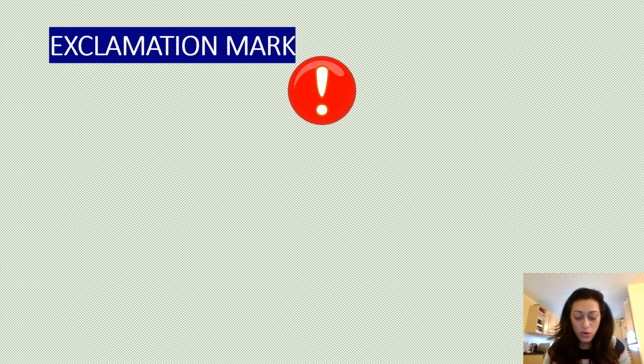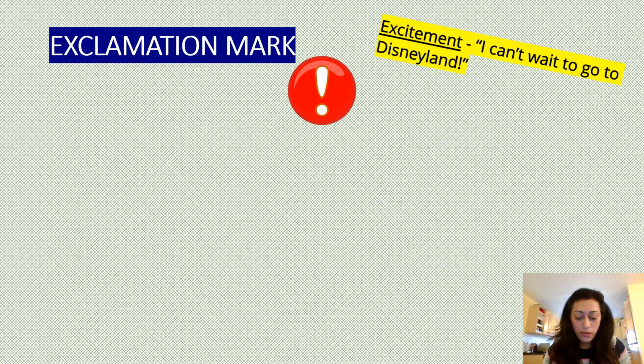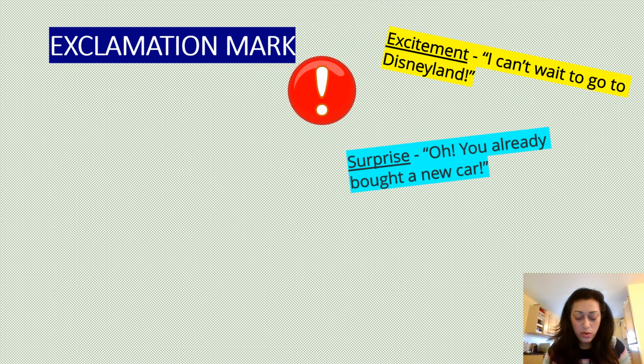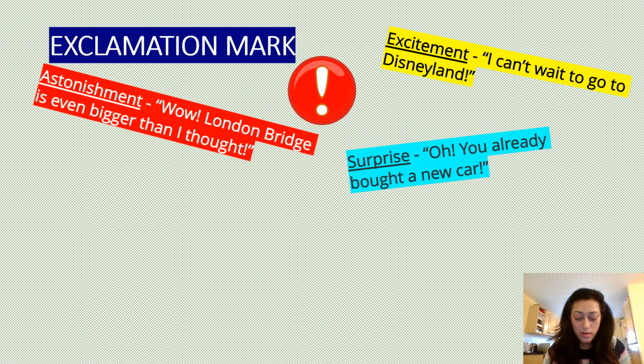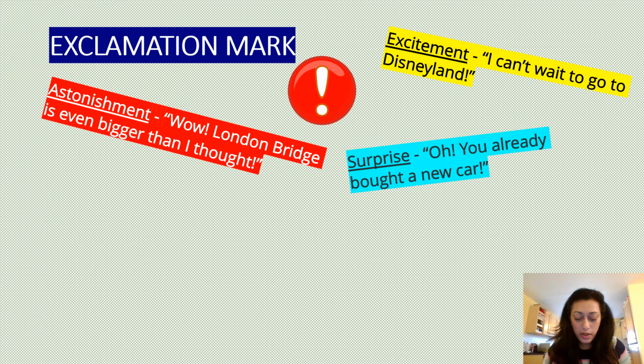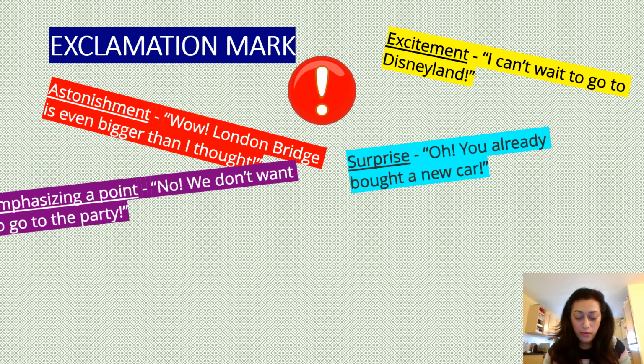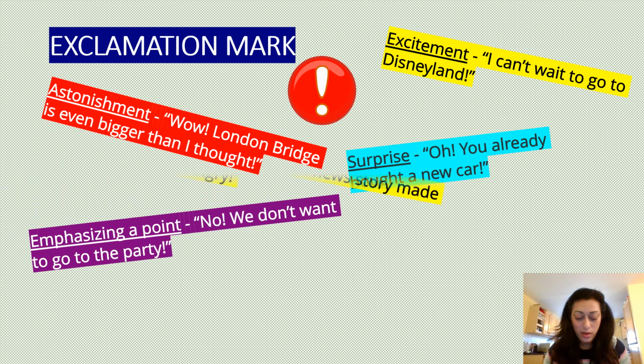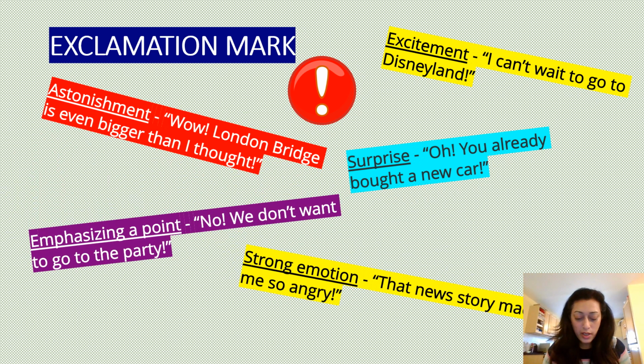Next is the exclamation mark. The purpose of an exclamation mark is to demonstrate strong emotions within a sentence. They help the reader to determine if a word is to be spoken with emphasis, anger, or passion. They are commonly used after interjections, words or phrases that are used to exclaim, command, or protest, like wow or oh. So the first one is excitement.